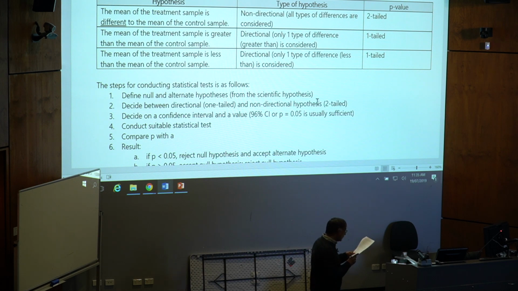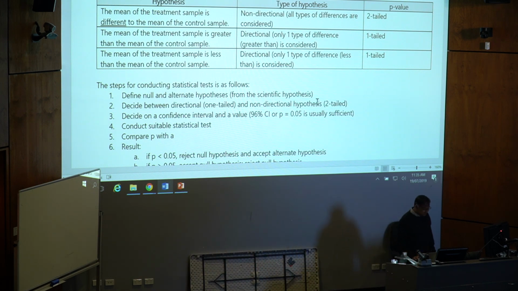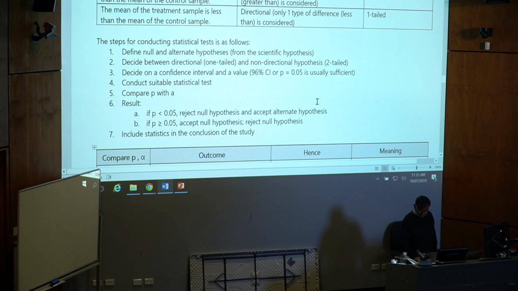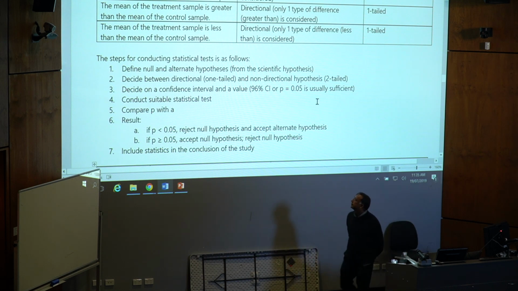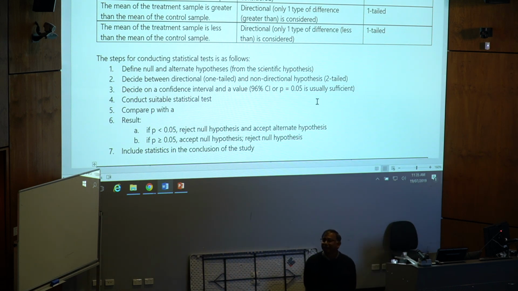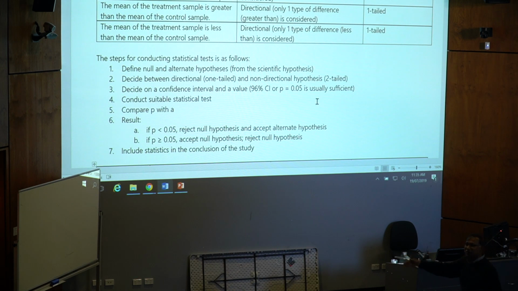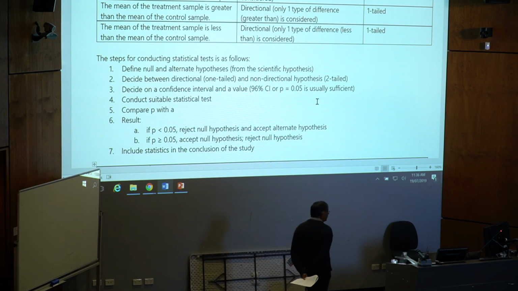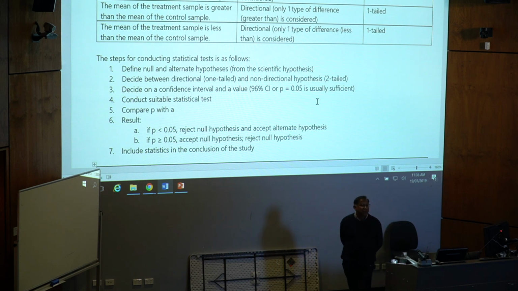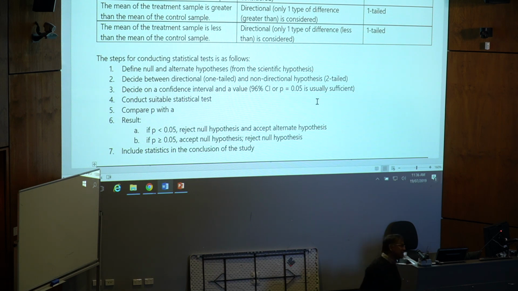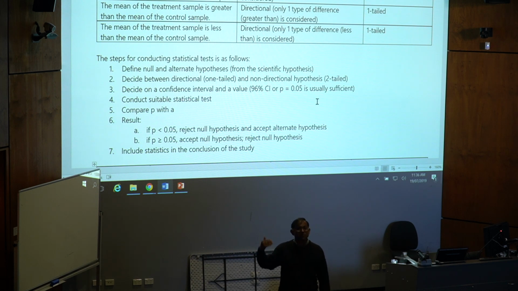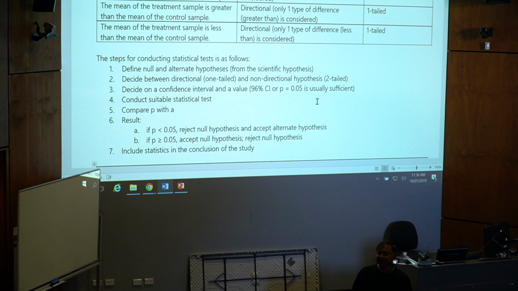Okay. Can I go to the middle of page 3? In the middle of this page, those 7 steps tell you essentially how to do a statistical test, what you need to do. Okay, so we'll start with step 1. Define the null hypothesis and the alternate hypothesis. Again, straightforward. You know your scientific hypothesis, just use that to derive the null hypothesis and the alternate hypothesis.